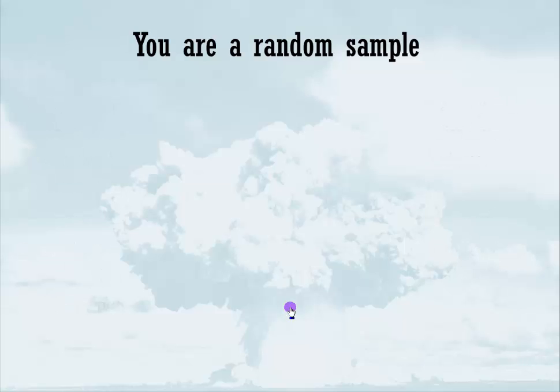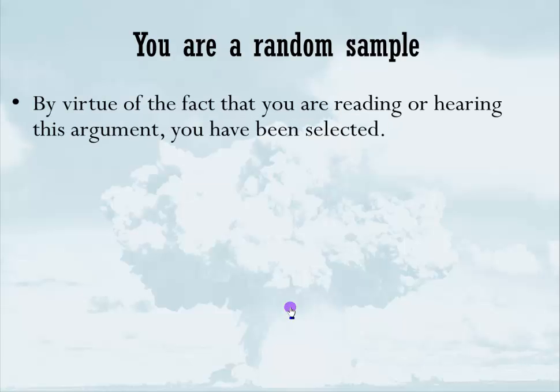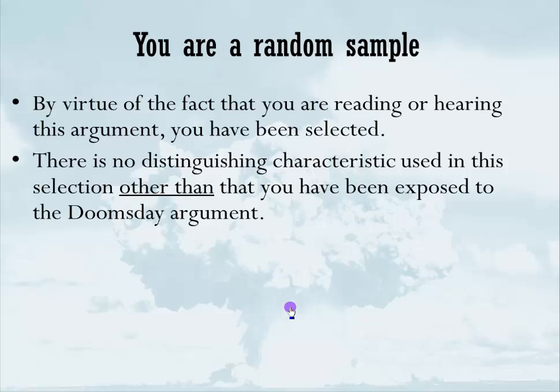Now, you are a random sample. You're a human being. You're a random human being in some sense. By virtue of the fact that you're reading or hearing this argument, you have been selected. There's no distinguishing characteristic used in this selection other than that you've been exposed to the doomsday argument. Okay, you're being exposed right now, and there's nothing to distinguish you from any other person who's been exposed to the doomsday argument. Now, in other versions of the doomsday argument, they try to argue that you are a random human being, which is not true, because there's no way that someone unfamiliar with probability theory could ever consider themselves as a random sample.